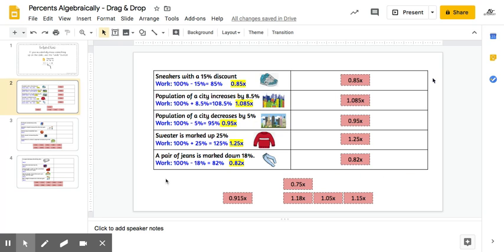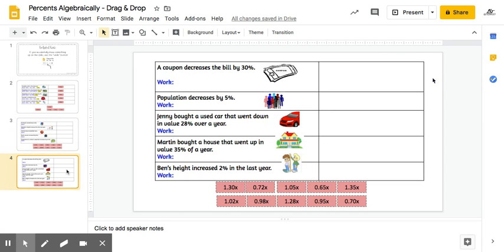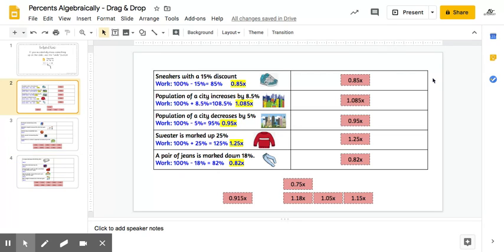All right, that's all you have to do. You are now going to complete slides 3 and 4 on your own. Make sure to hit turn in when you have finished this drag and drop activity. Okay, any questions? Please do not hesitate to ask.